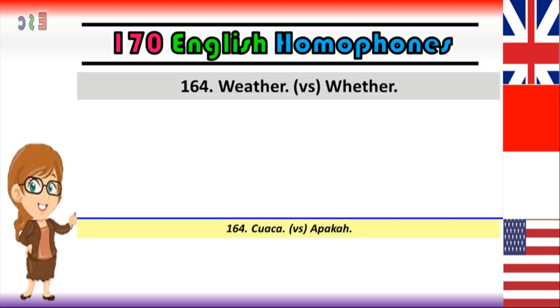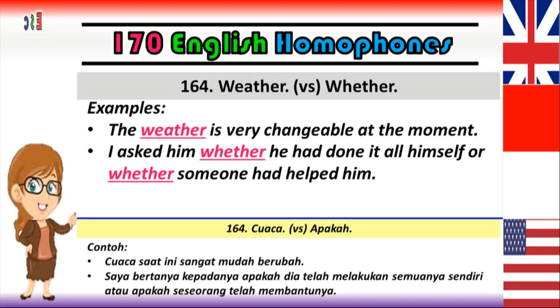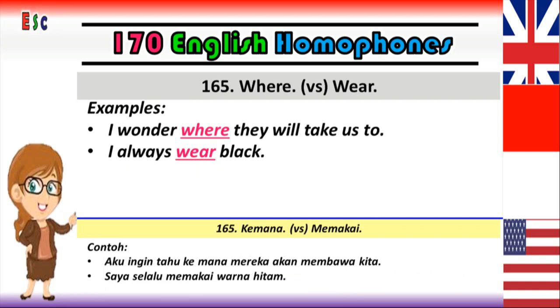Weather versus whether. Examples: The weather is very changeable at the moment. I asked him whether he had done it all himself or whether someone had helped him. Where versus wear. Examples: I wonder where they will take us to. I always wear black.